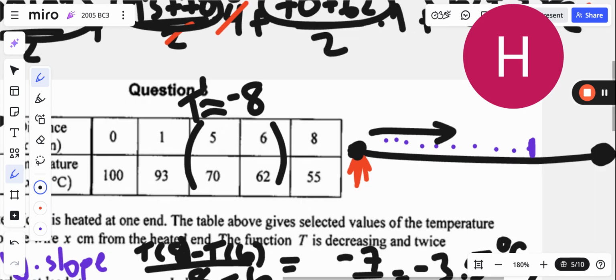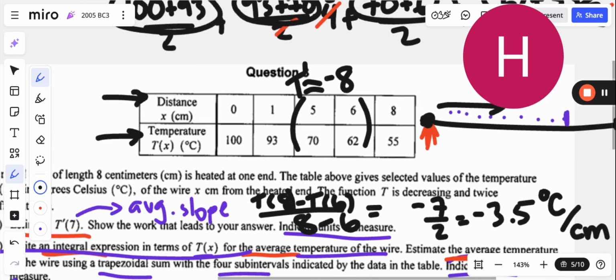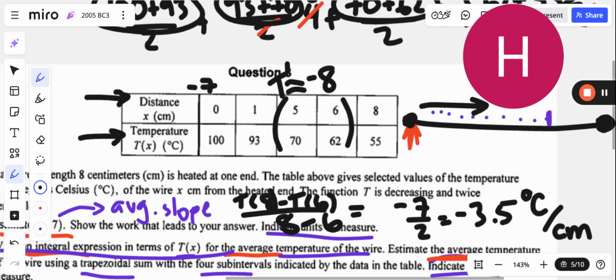So, did you keep track of what happened there? On the interval 0 to 1, the average was -7. Then on the interval from 1 to 5, the average was -5.75.